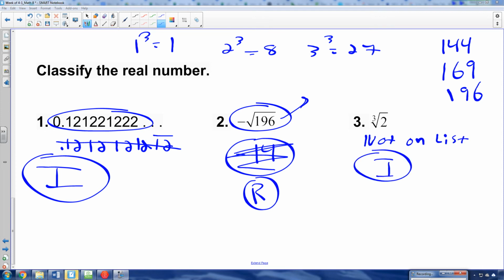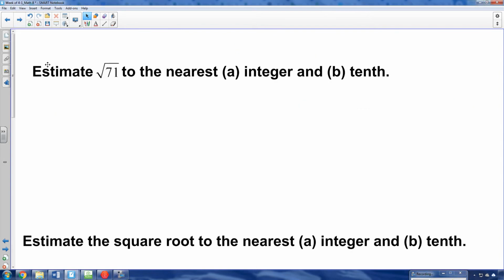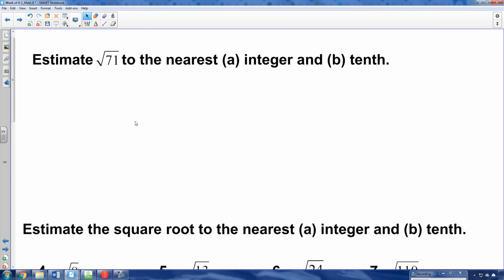So all we're doing is trying to classify numbers. We'll get better with this as time goes on. This isn't the most important thing we're going to talk about today. What's more important is that we talk about this problem right here. We estimate this to the nearest integer and the nearest tenth.